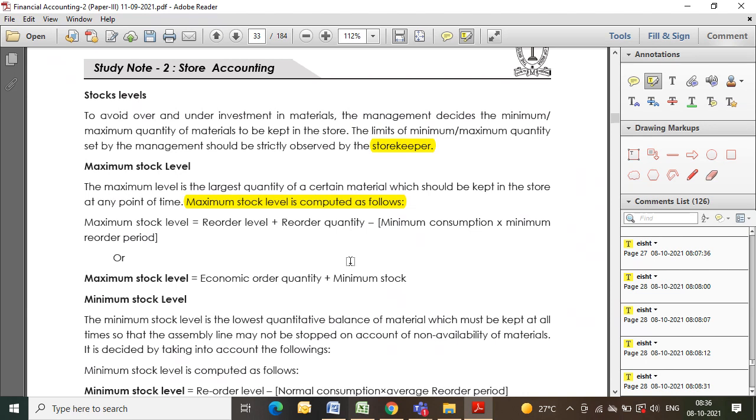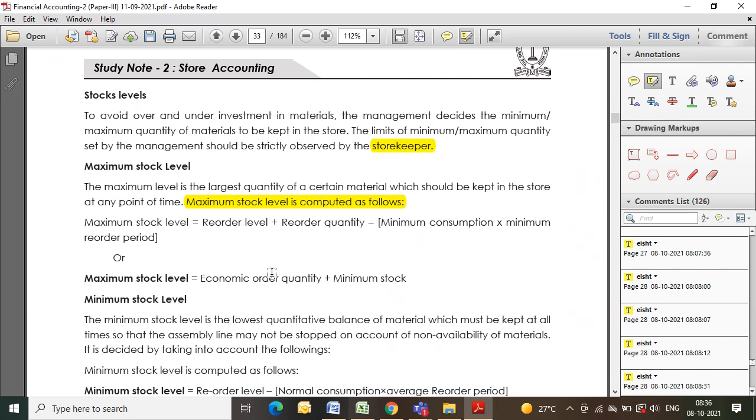Okay. First, what is the maximum level? That is very essential to identify. Now, maximum level means that the stock should not be more than this level. That is what maximum level means.